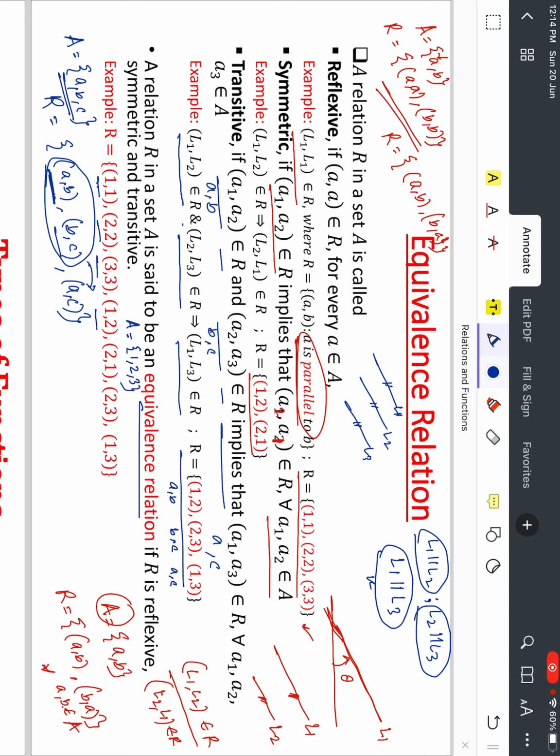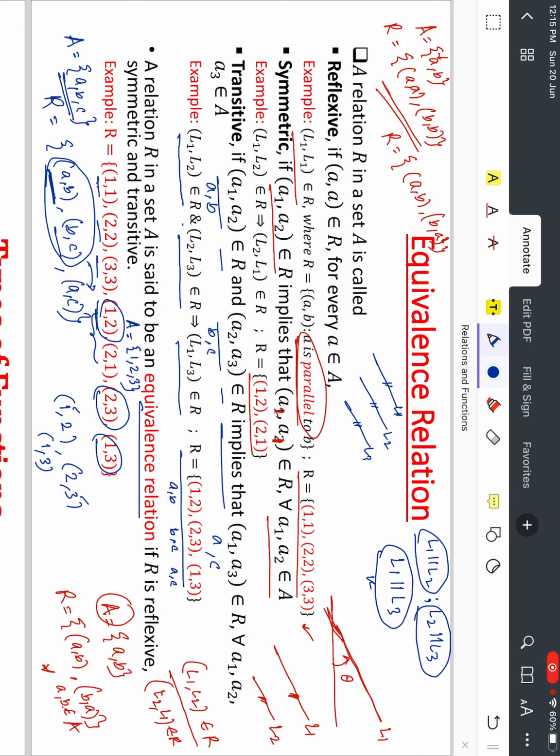Now 1 2 is there, 2 1 is there. So these two make the relation symmetric, right? A comma B, B comma A, symmetric. Now for transitive, what am I going to do? Now look here, 1 comma 2 is here. Then 2 comma 3 is there. So I have these two. After looking at these two, what will I check? Whether my 1 comma 3 is there or not. And yes, 1 comma 3 is there. So we have this relation to be transitive.